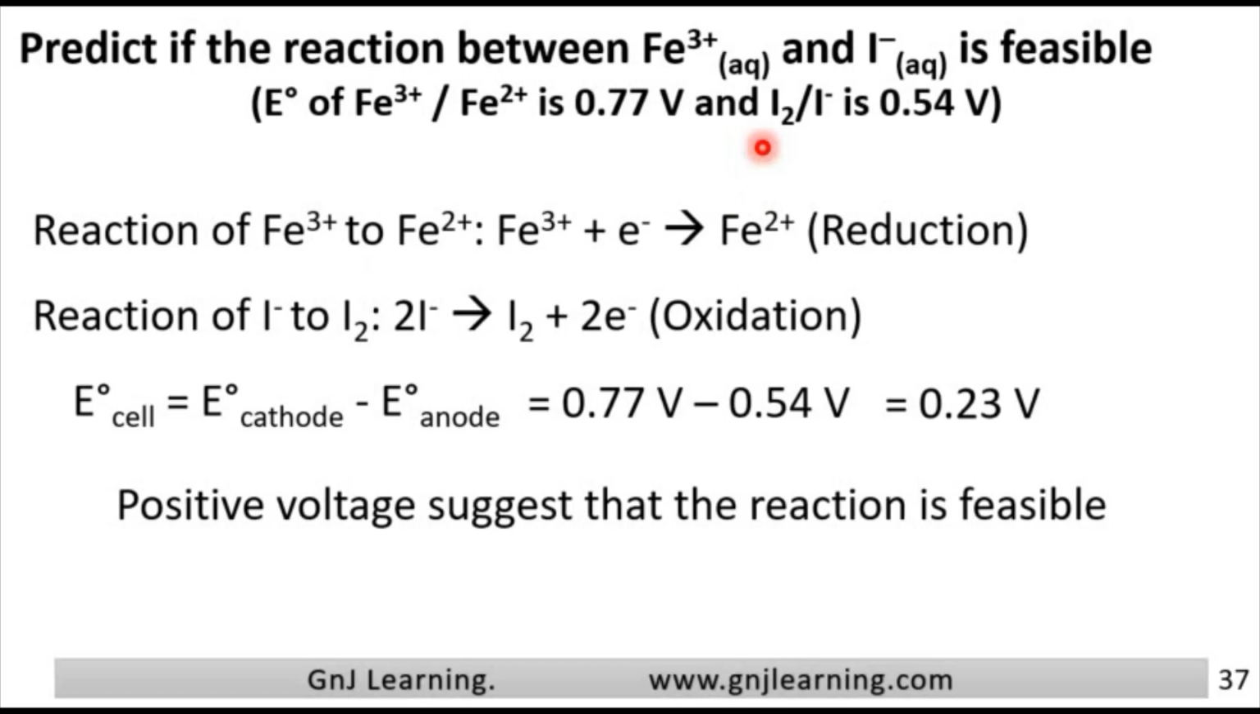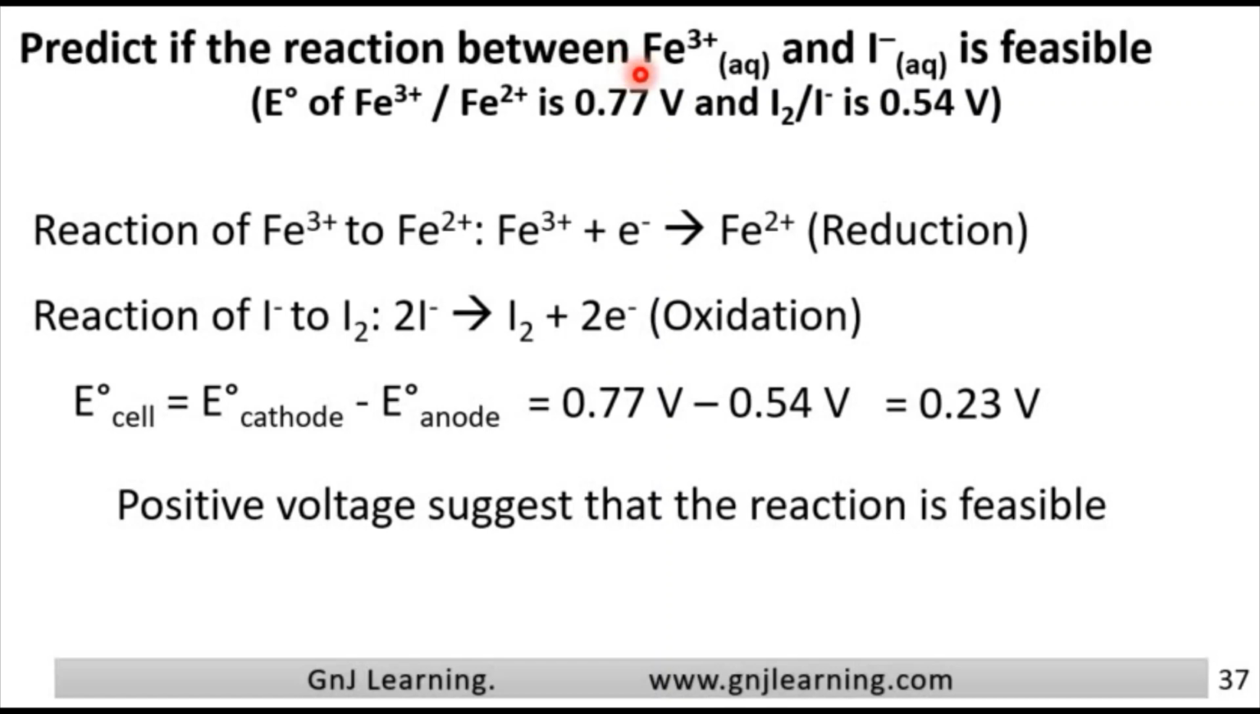It's very easy to assume. Like I have discussed in the previous slide, Fe3+ is the oxidized part and I- is the reduced part. So the oxidized part should have higher E0 value. This is what we discussed in the last slide.